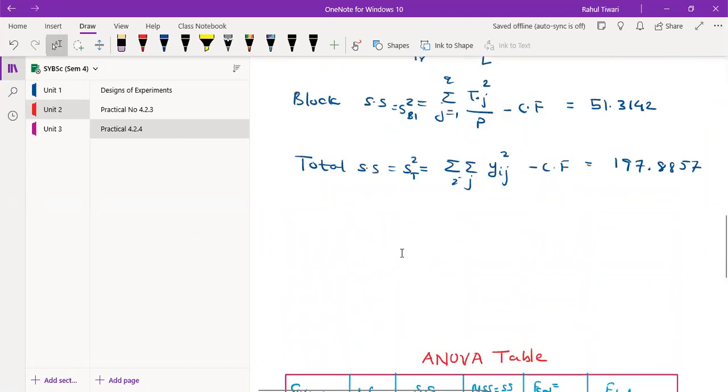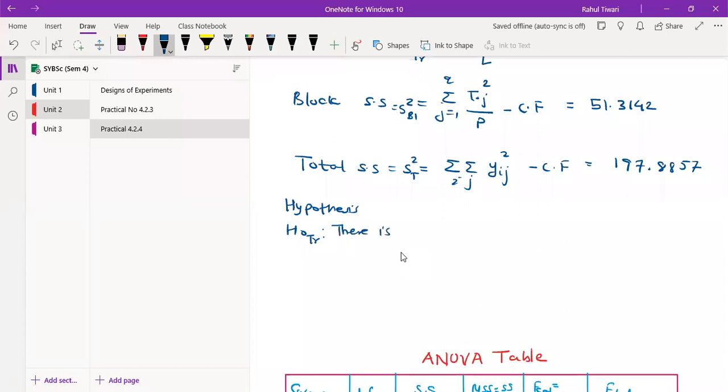Then after this, we need to write down the hypothesis, which is H naught. We have to write it down because you have to frame two hypotheses. One will be for treatment. So what is your hypothesis?